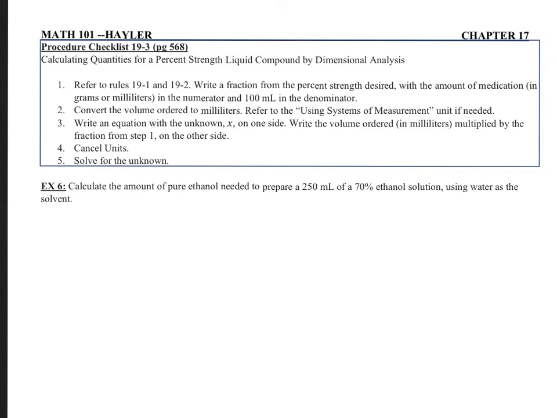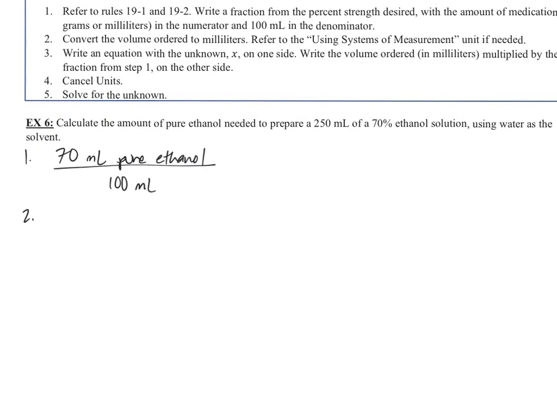Okay, so our first step, we're going to apply either Rule 19.1 or 19.2. Well, we are given a 70% ethanol solution, which is liquid. So we're going to use Rule 19.2 and write it as a fraction, 70 milliliters pure ethanol all over 100 milliliters. Then the second step, we're going to see if the volume ordered is in milliliters, which it already is. We have the 250 already in milliliters, so no need to convert.